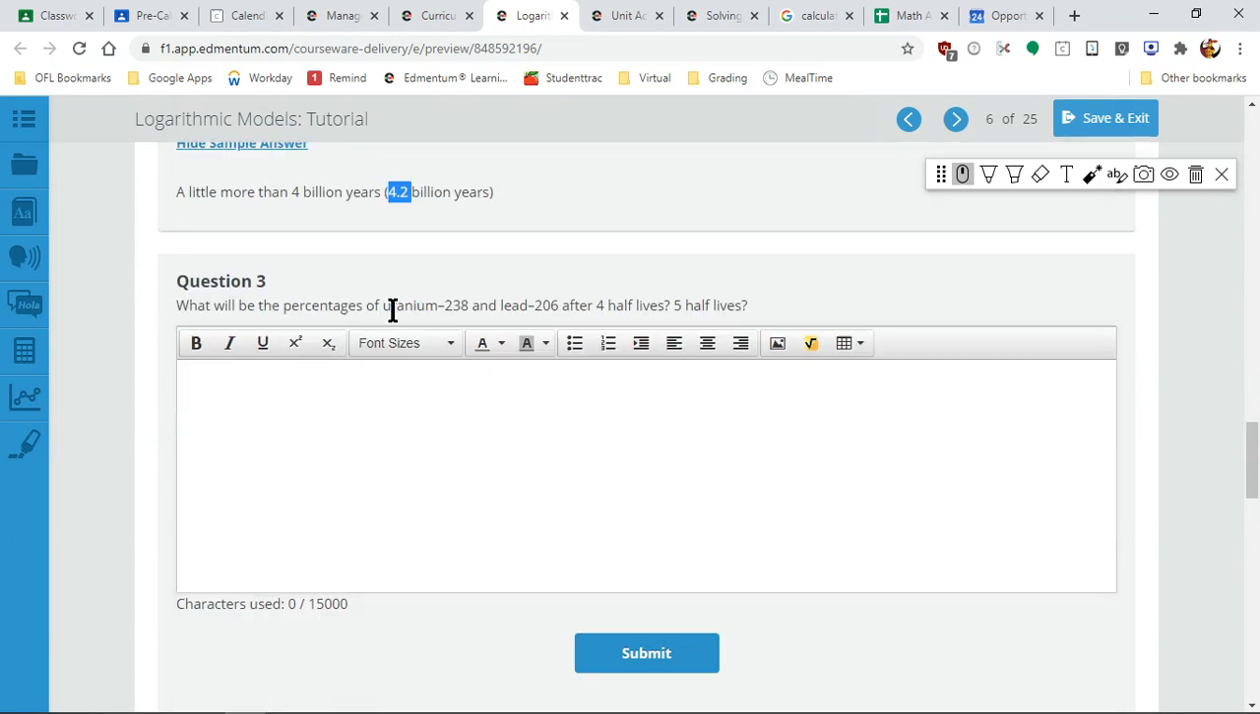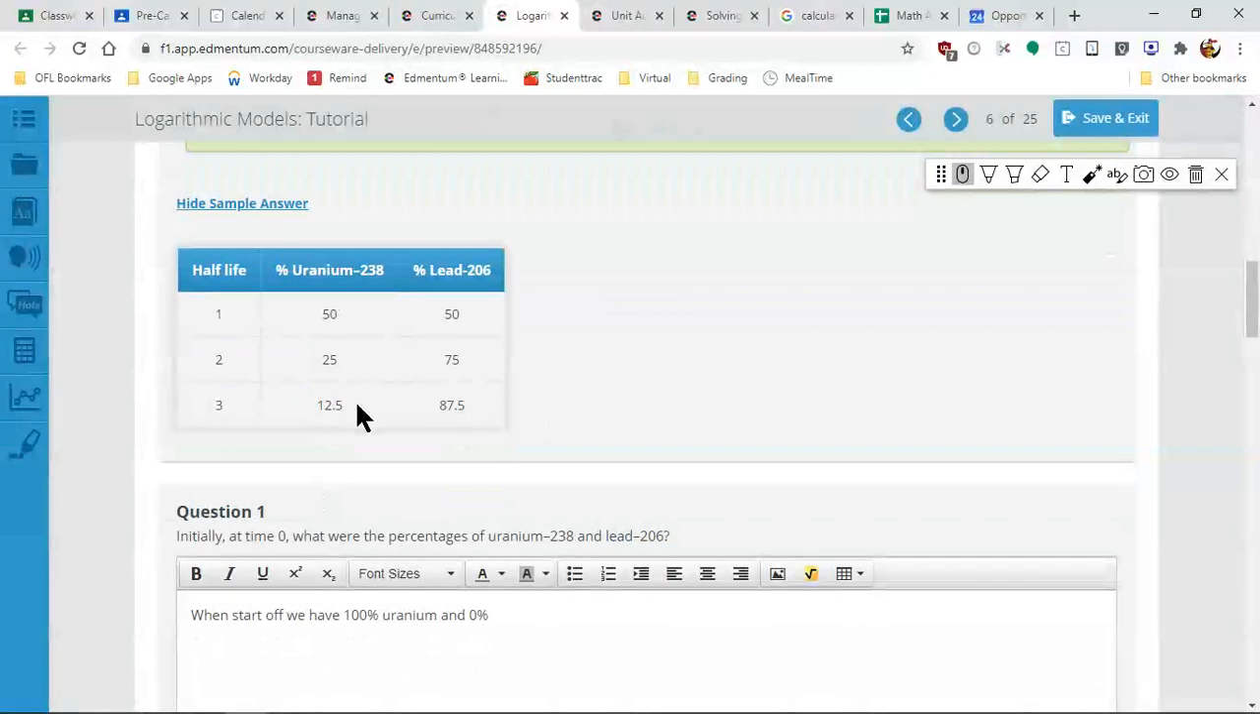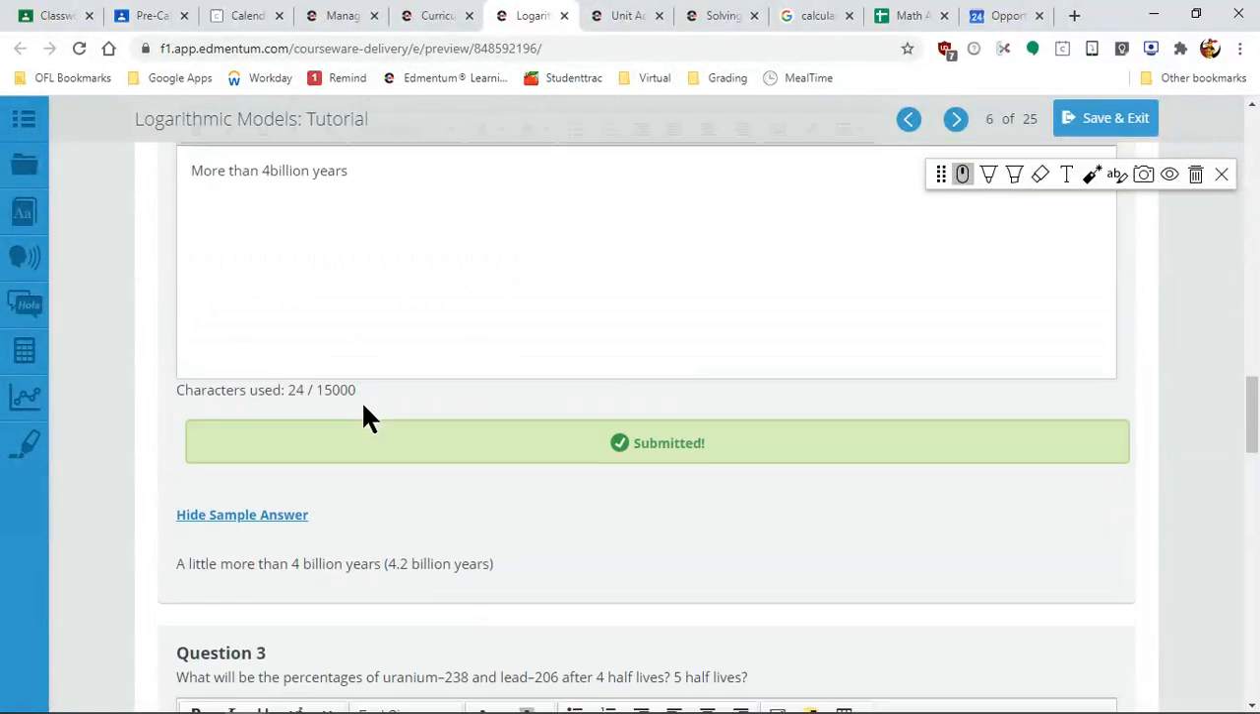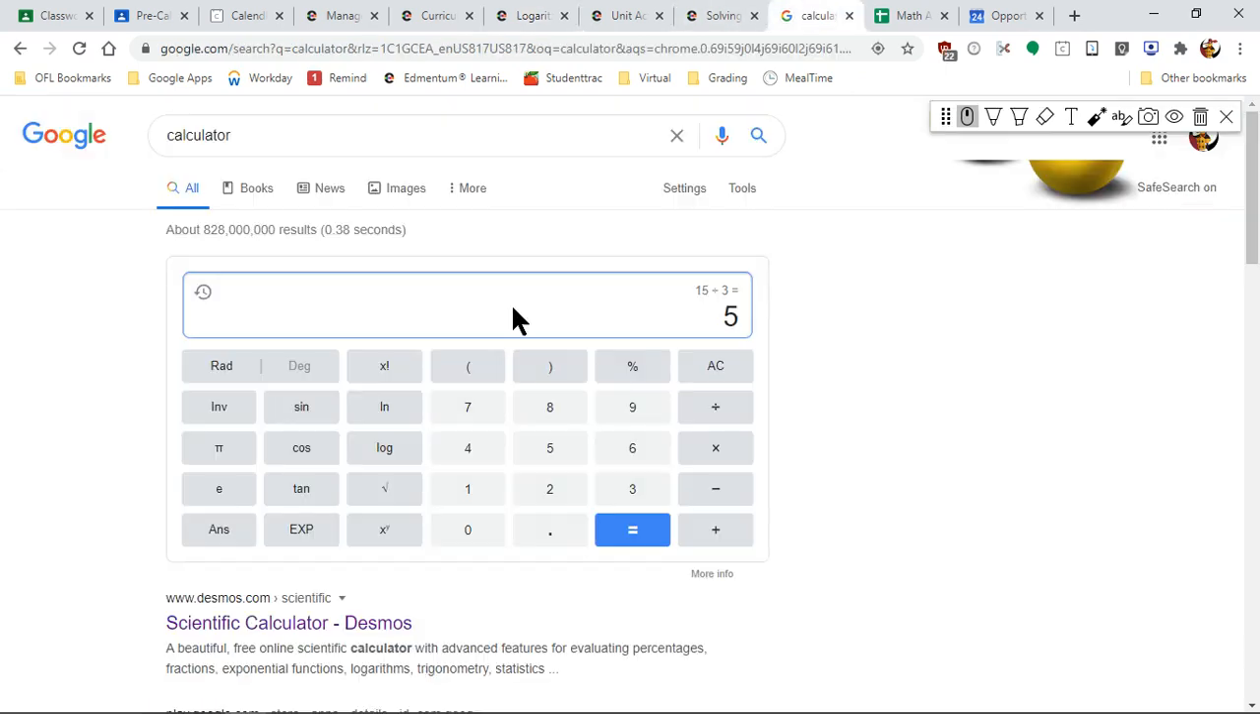What percentage of uranium is left after 4 half-lives? After 3 half-lives, we were at 12.5. So after 4 half-lives, we are at... I'm going to use my calculator from Google. Calculator provided by Google.